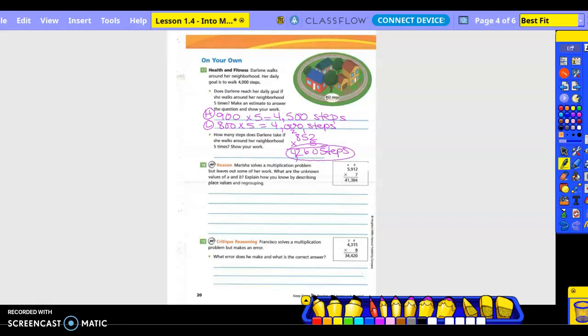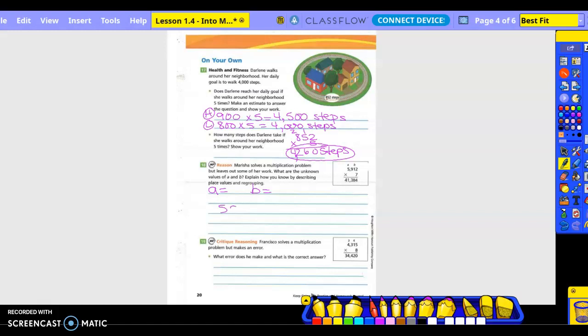Number 18. Marissa solves a multiplication problem but leaves out some work. What are the unknown values of A and B? Explain how you know by describing place values and regrouping. So we're just going to go ahead and work it out, to find out what A is and what B is. So we're going to write A is here, B is here.